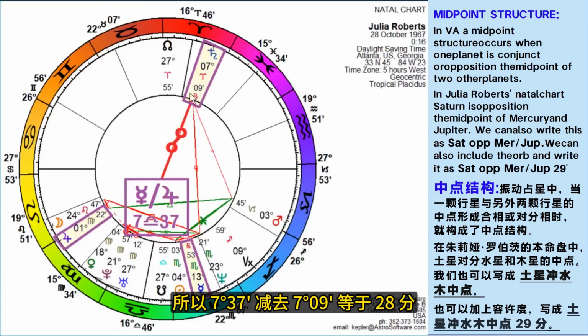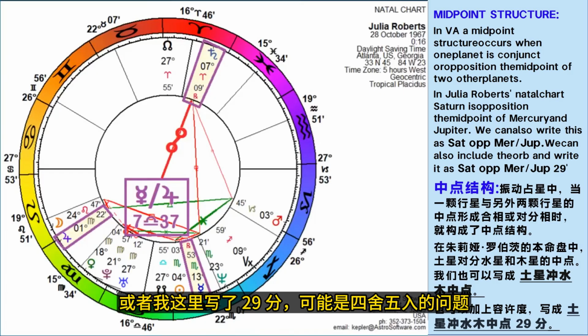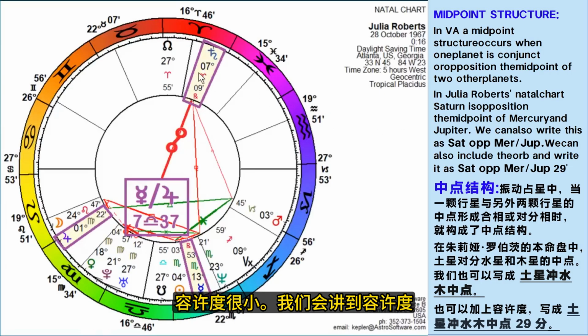So 7 Aries 37 minus 7 Aries 09 is 28 minutes if you do the arithmetic. So there's an orb of 28 minutes. And I say here 29 minutes, it could be a rounding issue. But anyway, 28, 29 minutes. Saturn is at that midpoint, and that's a small orb.